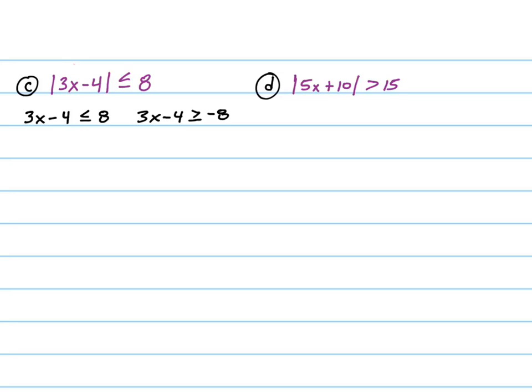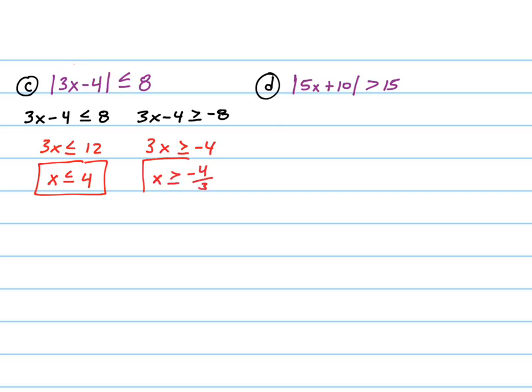We want to solve both of these, so we'll add 4. 3x is less than or equal to 12. Divided by 3. X is less than or equal to 4. So there's 1. Here, 3x minus 4 is greater than or equal to negative 8. We'll add 4. So 3x is greater than or equal to negative 4. Divide by 3. X is greater than or equal to negative 4/3.